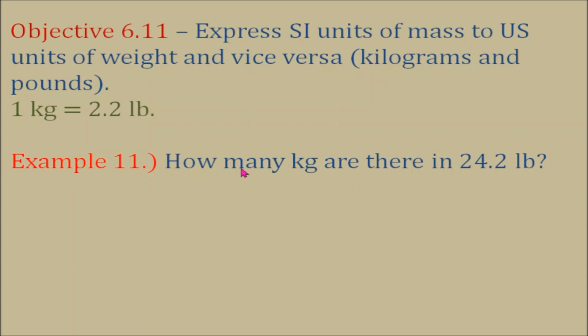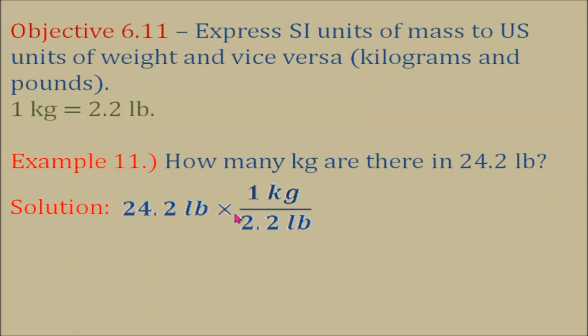Example number 11. How many kilograms are there in 24.2 pounds? So for our solution, we are going to write down 24.2 pounds and then multiply it by a conversion factor where pound is shown on the denominator. So that's 24.2 pounds times 1 kilogram over 2.2 pounds. So these pounds cancel out. So that means 24.2 kilograms divided by 2.2, and that is equal to 11 kilograms.